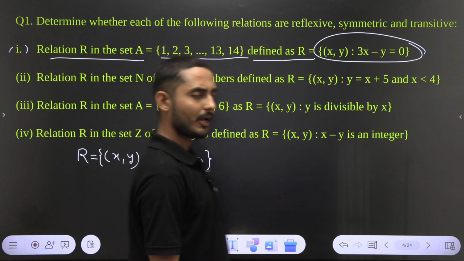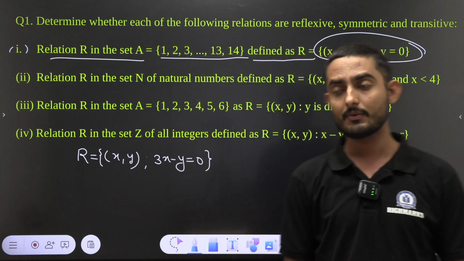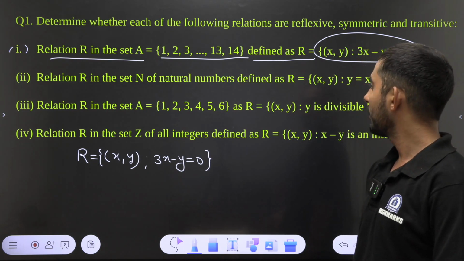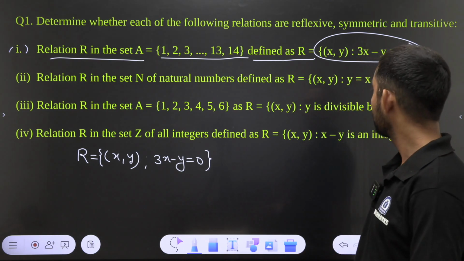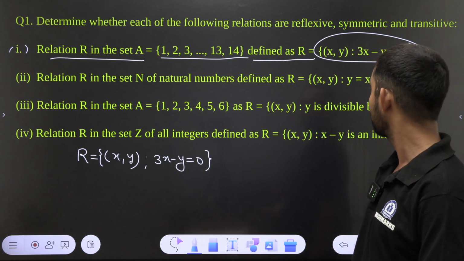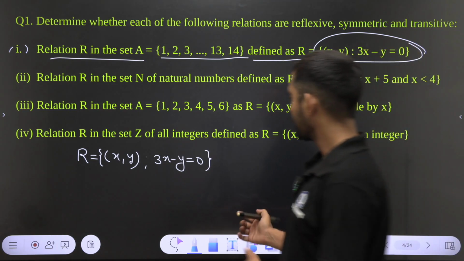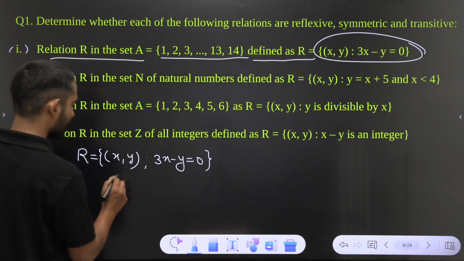Suppose I am putting different values of x, but I have to check here whether this relation is defined from A to A. So first of all I will try to find the relation. So what is the relation? Suppose 3x - y = 0.